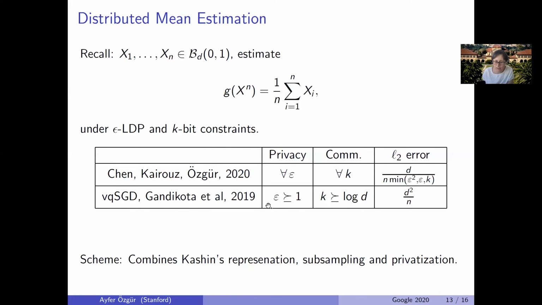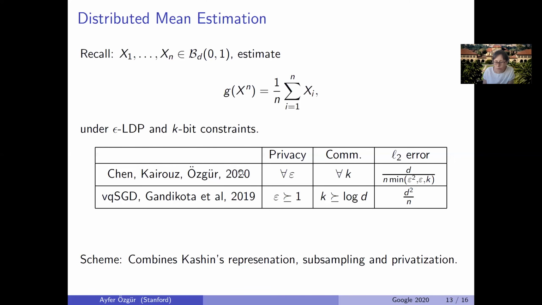The scheme is designed in such a way that it's applicable only in a certain epsilon and certain K regime, certain privatization level and bit budget. But in this regime, you see that the error it achieves is like d squared over n. So this is similar to the baseline where you concatenate the optimal privatization scheme with the optimal communication efficient scheme, and you suffer this double penalty.